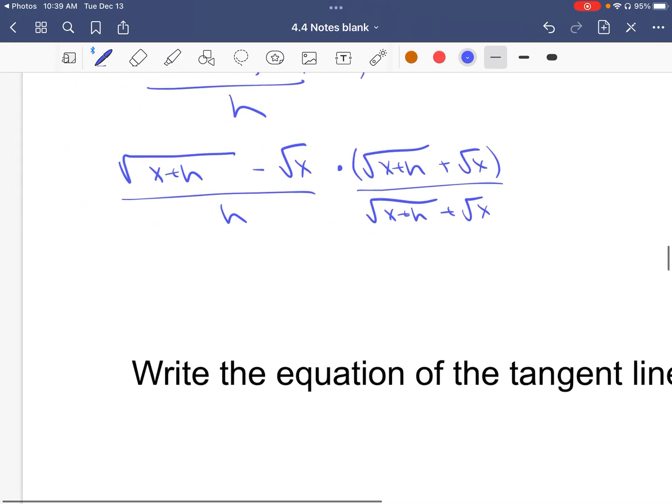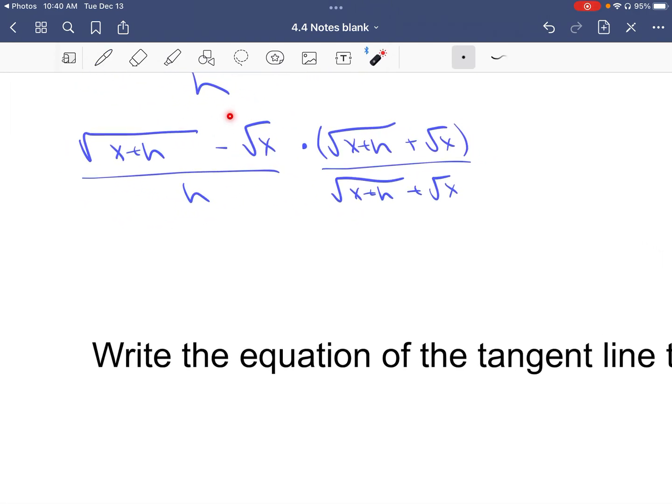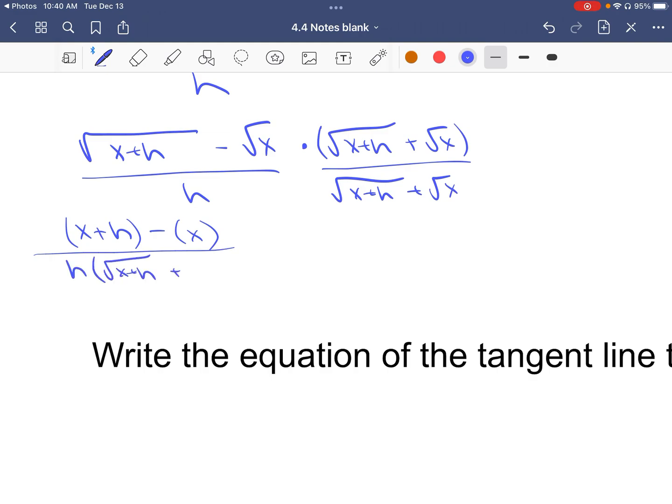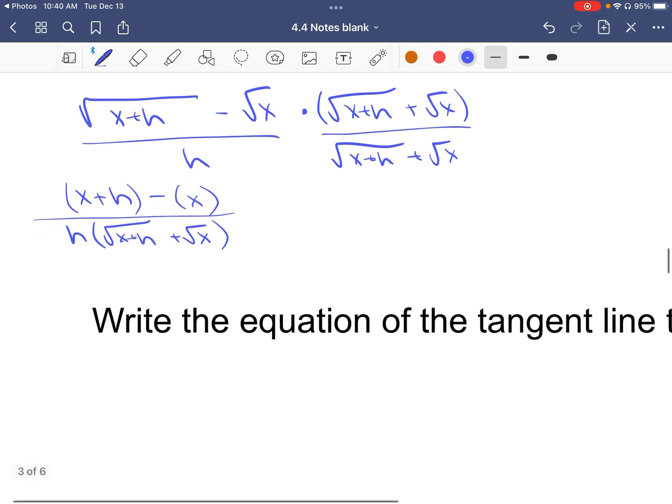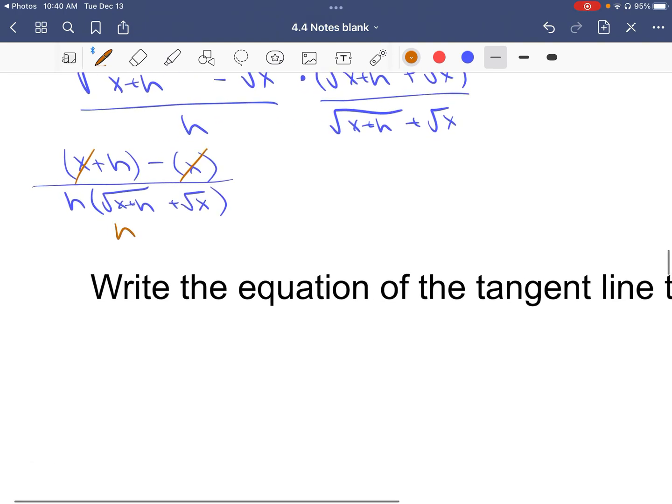So when you multiply by the conjugate, whatever you are conjugating, in this case this, you get a difference of squares. So the first term squared minus the second term squared. And so a square root squared just cancels out. In our denominator, we would have h times the square root of x plus h plus the square root of x. In our numerator, if we combine like terms, those cancel out, and we are left with h over h times the square root of x plus h plus the root of x.